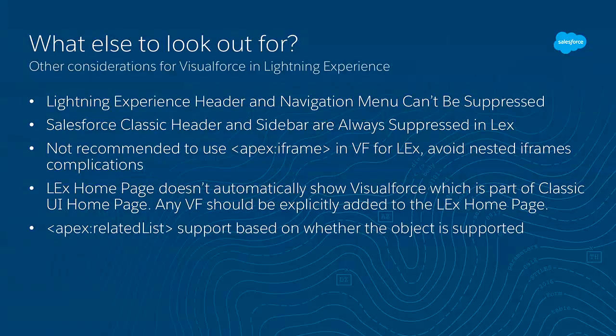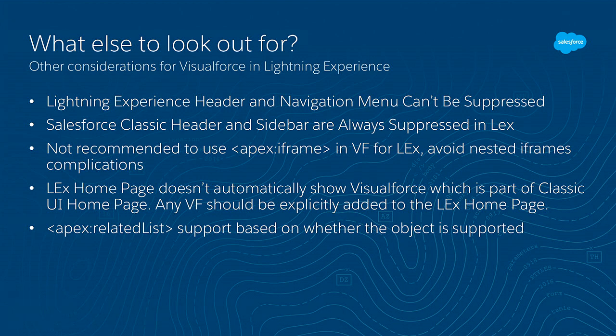Like I mentioned, in the classic UI, the header and sidebar are there by default. In Lightning Experience, they're collapsed by default. And in Lightning Experience, the header and the sidebar can't be collapsed like it can be done inside the classic UI. The header and side navigation menu will always be there. There's no way to disable them. Okay, and don't use iframes inside your Visualforce pages, because the page itself is an iframe inside Lightning Experience, and we don't want to complicate things with nested iframes and stuff like that.